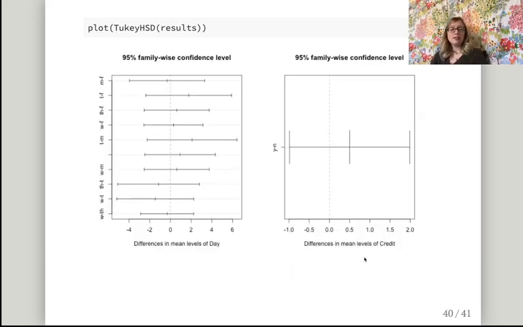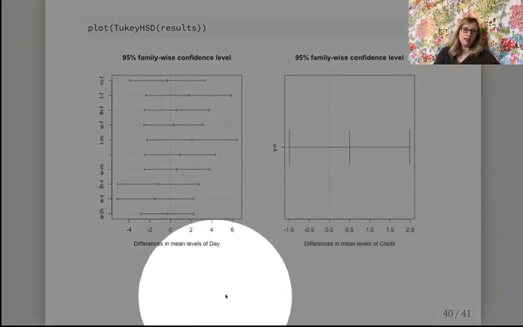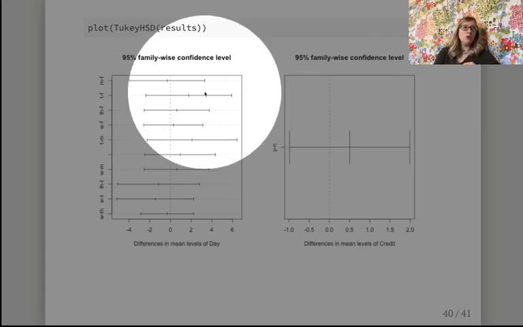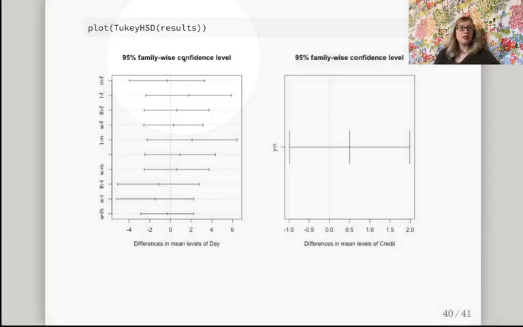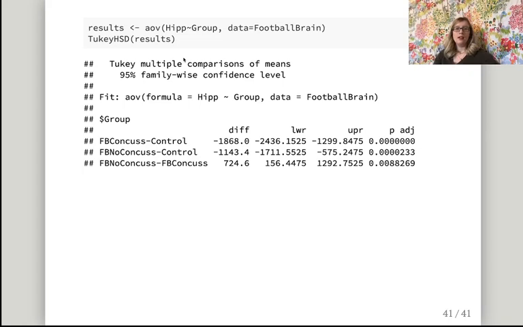You can plot these if you choose. Here's what this plot looks like. These confidence intervals all overlap with 0. If they're including 0, that means that 0 is a possible value for the difference, so there might not actually be a difference.